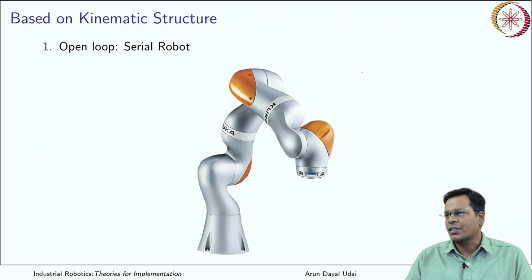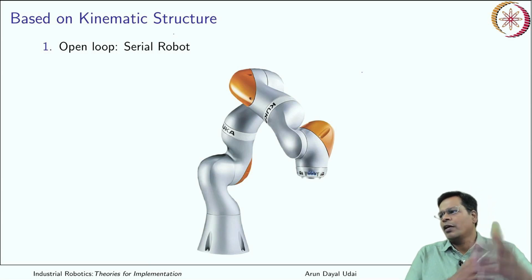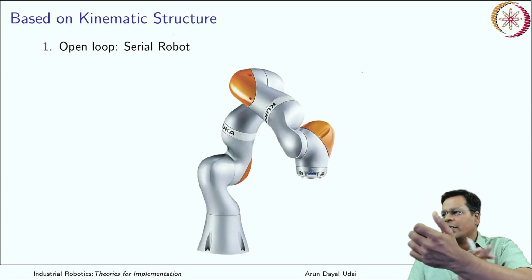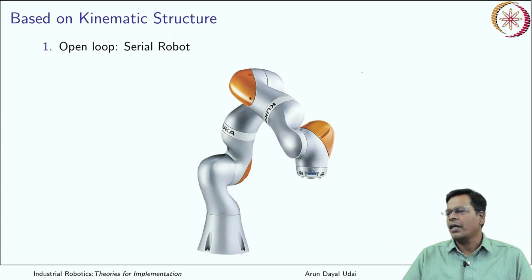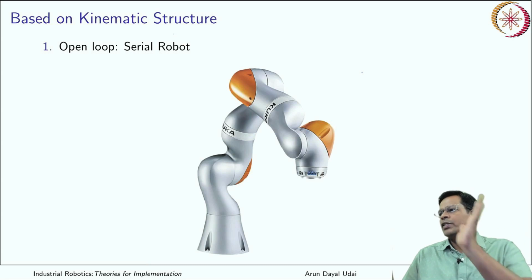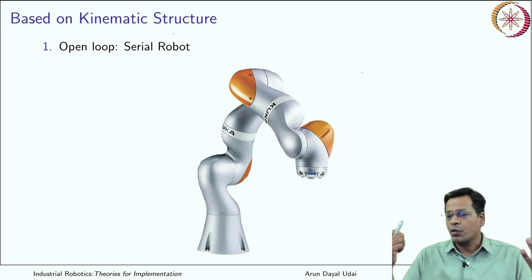Based on the kinematic structure, you can further classify the robot. One of them is the open loop serial chain robot. Serial chains are nothing, as I have just told, it is just like your arm. You have a link, you have a joint, again a link, another joint, a link and a joint, so on and so forth. And finally it terminates with a flange. Flange can have a gripper or any tool which the robot should have to perform a particular kind of job. Got it? So that is a serial robot.